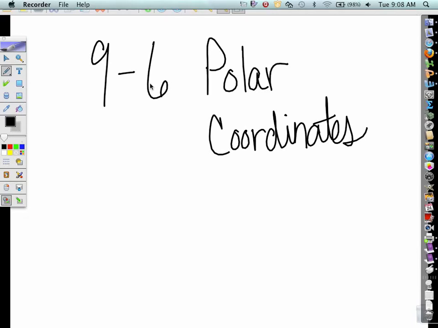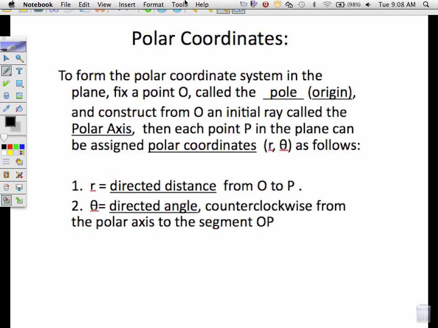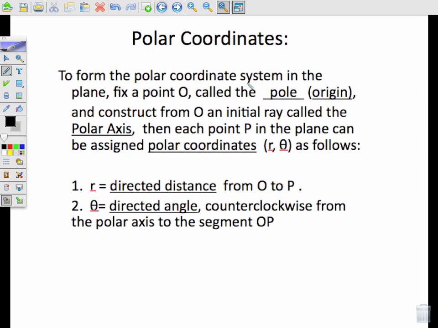All right, here we've got the very beginnings of section 9.6, which is going to be dealing with polar coordinates. Here is a little fill in the blank of what polar coordinates are. To form the polar coordinate system in the plane, fix a point O called the pole or the origin, and construct from O an initial ray called the polar axis. Then each point P in the plane can be assigned a polar coordinate.